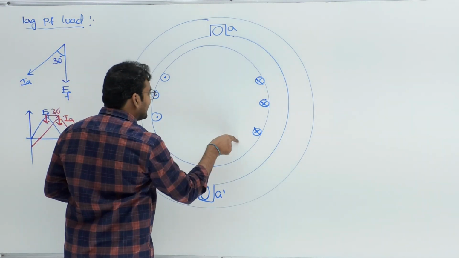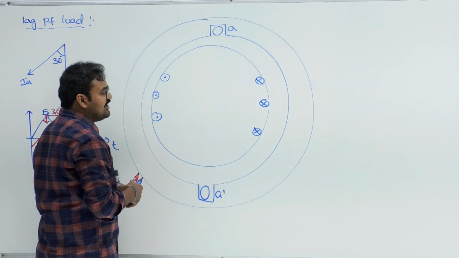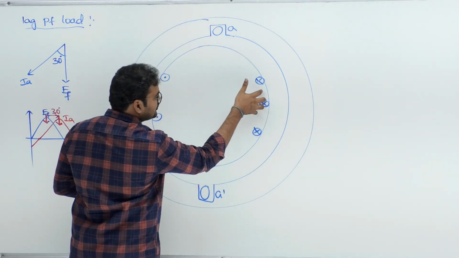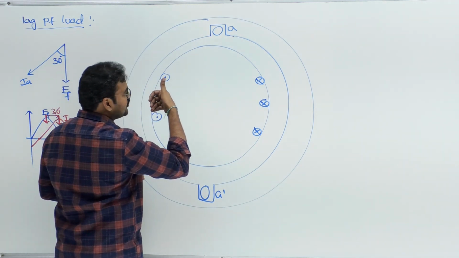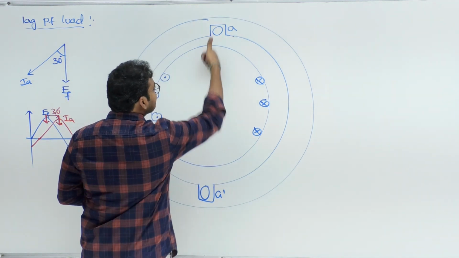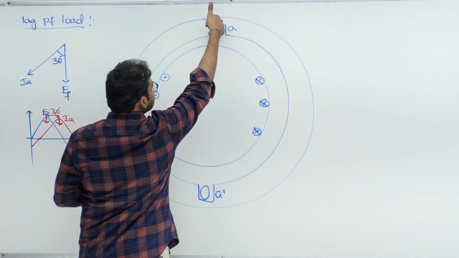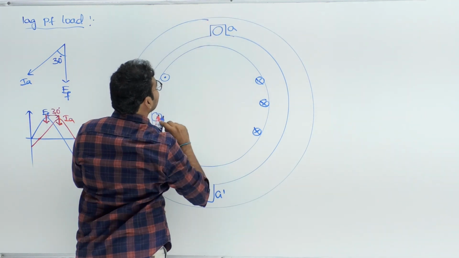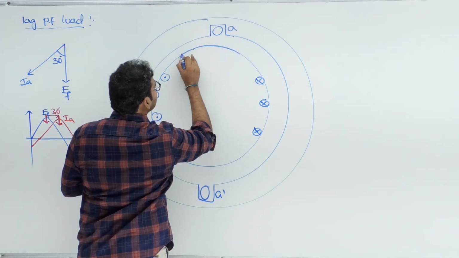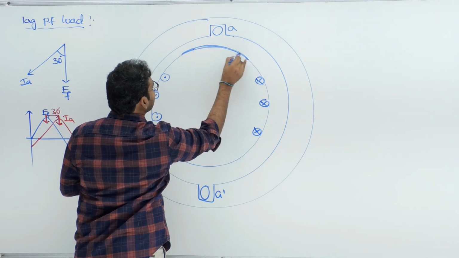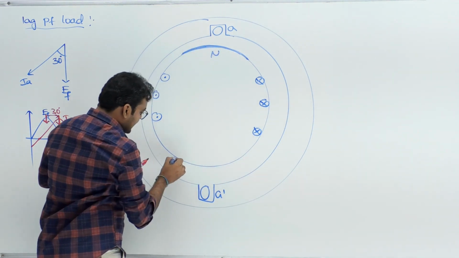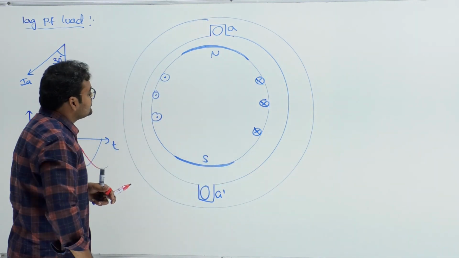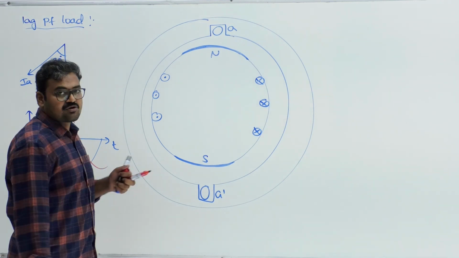Based on the direction of current, can you tell me what will be the direction of field flux? Right hand thumb rule. These three conductors are carrying the current into the plane. These three are carrying the current out of the plane. So field flux is in the upward direction. Field flux in the upward direction means at this end, flux is emitted. Therefore, this will act like a north pole. This surface of the rotor will act like a north pole, and here it acts like a south pole. So we understand the position of the north pole and south pole in the rotor.